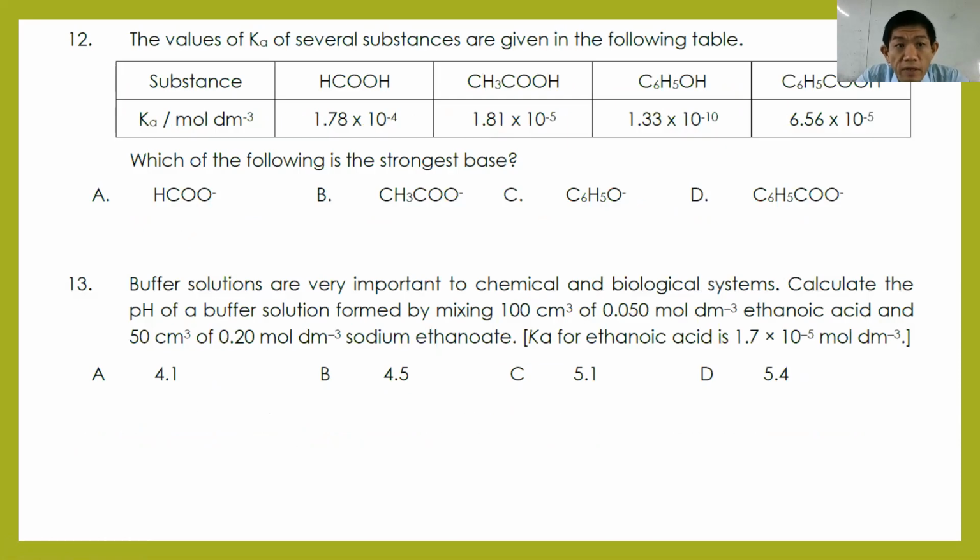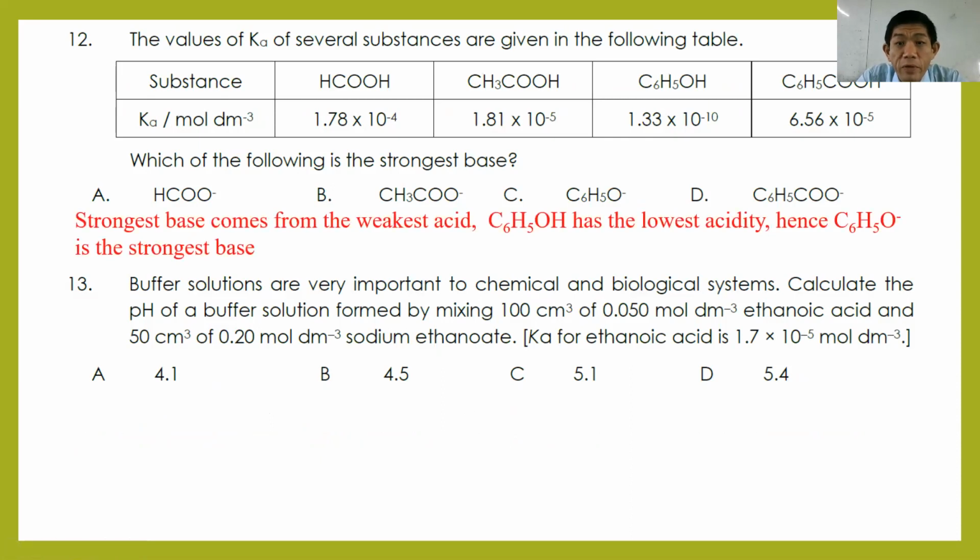Okay, then number 12, the values of Ka for several substances are given in the table below. So you have these following values. Which of the following is the strongest base? The strongest base comes from the weakest acid. Since phenol is the weakest acid, therefore it has the strongest conjugate base. So the best answer in here is C.